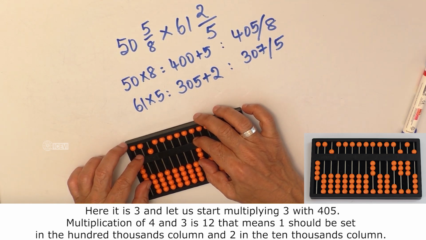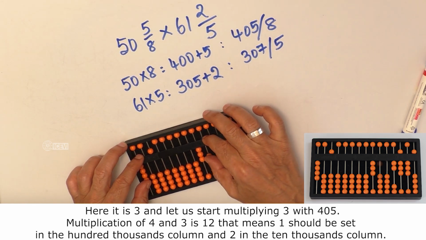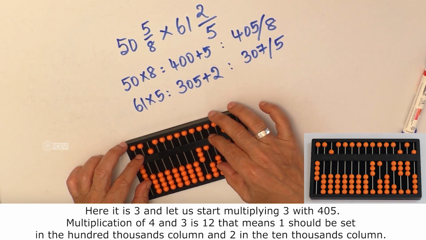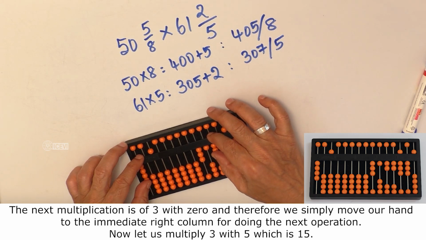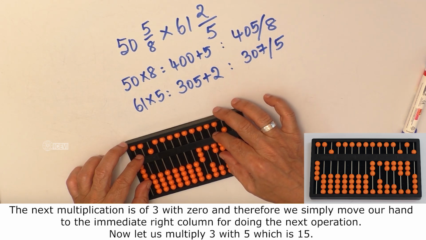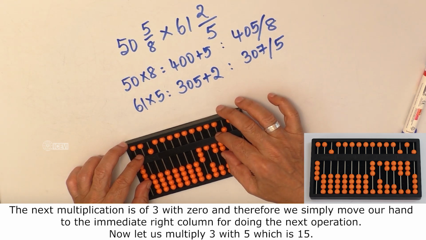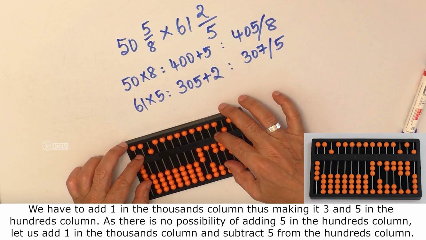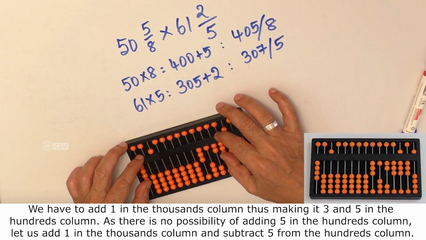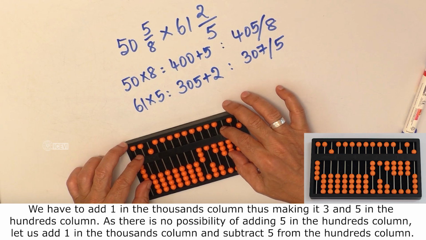Multiplication of 4 and 3 is 12. That means 1 should be set in the 100,000s column and 2 in the 10,000s column. The next multiplication is of 3 with 0, and therefore we simply move our hand to the immediate right column for doing the next operation. Now let us multiply 3 with 5, which is 15. We have to add 1 in the thousands column, thus making it 3 and 5 in the hundreds column.